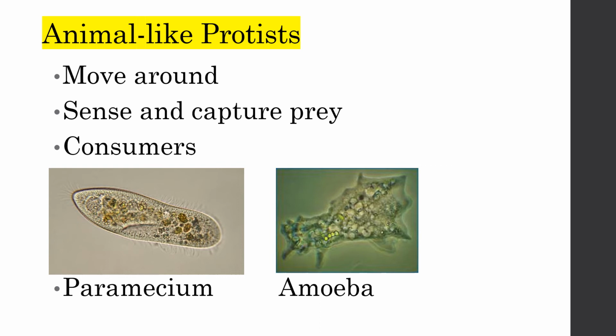Animal-like protists often move around because animals need to move in order to capture prey. They can sense and capture prey, and of course they are consumers because they capture prey and eat. Two examples are the paramecium. You see these hair-like parts around the paramecium. They often have tiny hair parts to help them move around and capture prey. So these are the most known types of animal-like protists, the paramecium and the amoeba.